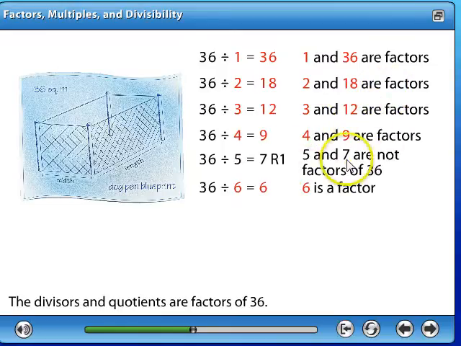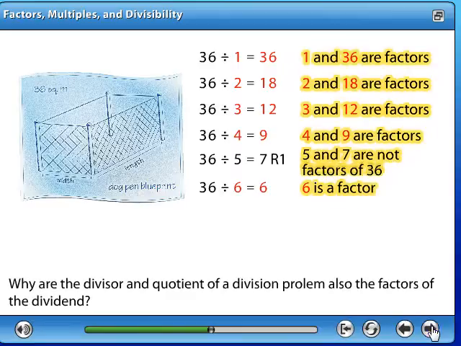3 and 12, 4 and 9. 5 and 7 does not work. We already went over that. But 6 does, because if I multiply 6 by 6, I get 36. It is a factor of 36 because I can multiply 6 and 6 together to get 36. Why are the divisors and quotients of a division problem also the factors of the dividend?